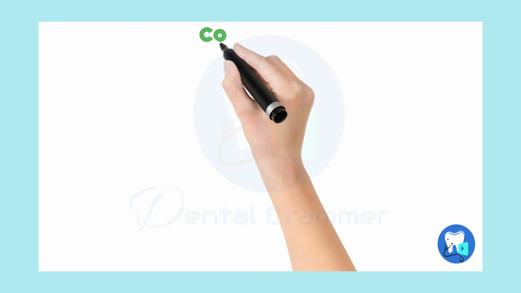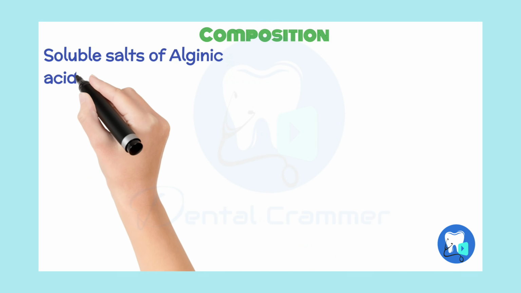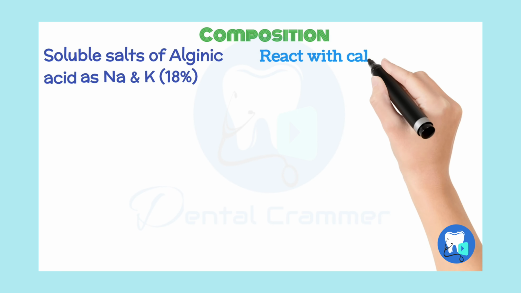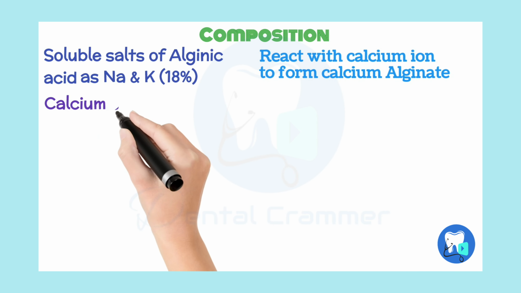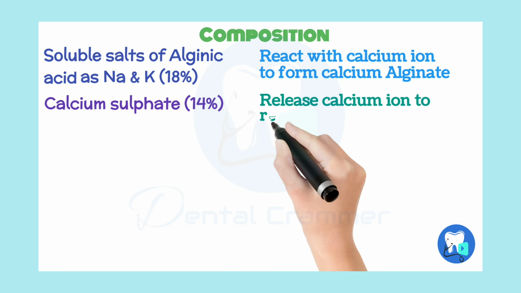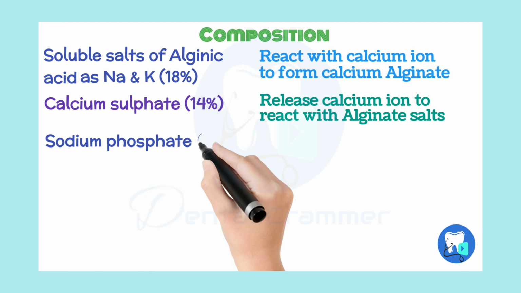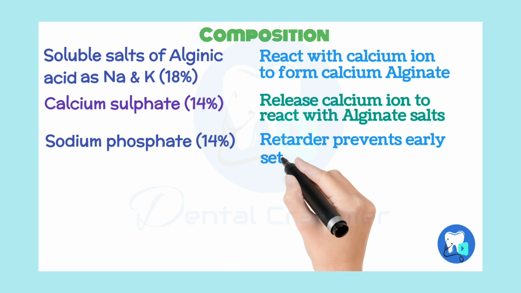Talking about the composition of alginate, alginic salts of sodium and potassium are the chief active ingredients. It reacts with calcium to form calcium alginate gel. Calcium sulfate releases calcium ions to react with alginate salts. Sodium phosphate acts as a retarder and reacts with calcium ions, delaying the process of gel formation.